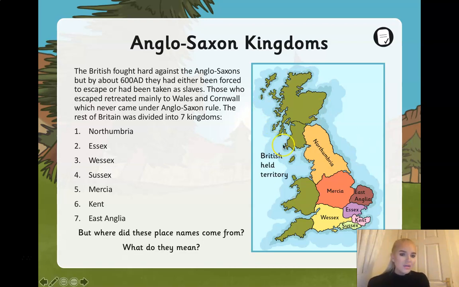Similarly, where do you think this is? That's right, it's Scotland. Do you remember which 2 groups of people settled in Scotland?